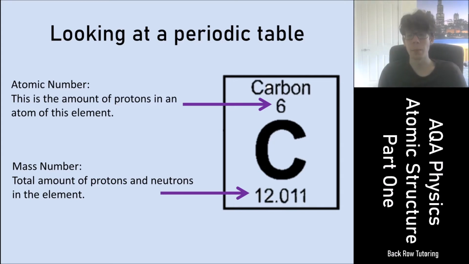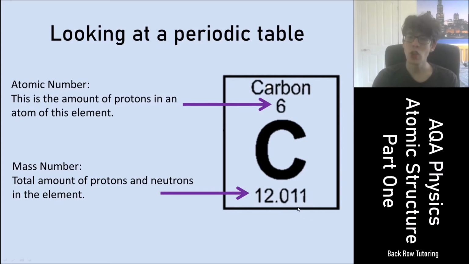Carbon has an atomic number of 6. There are 6 protons in the nucleus of elements of carbon. So atoms which make up the element carbon have 6 protons in their nucleus. The mass number, that's the total amount of protons and neutrons in the element. So the mass number of carbon, or this specific type of carbon, is 12. So that means there's 6 protons plus 6 neutrons.